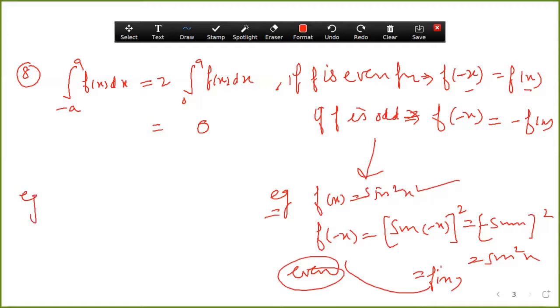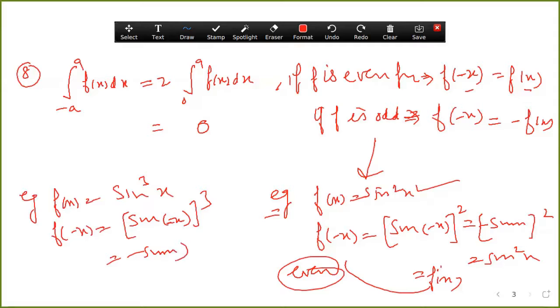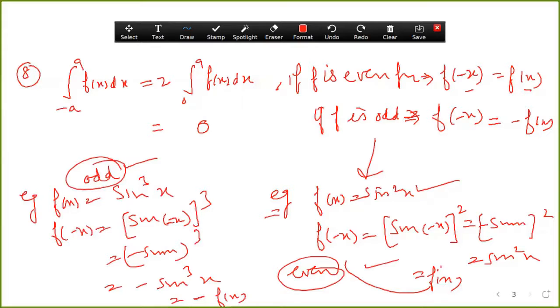Suppose, for example, f(x) is equal to sine cube x, and when you're calculating minus x in the place of x, you are getting (minus sine x) whole cube, or you can say minus sine cube x. It means you are getting minus of f(x). This means the function is an odd function. And this is the even function, this is the odd function. This is a way to check whether a function is even or odd.